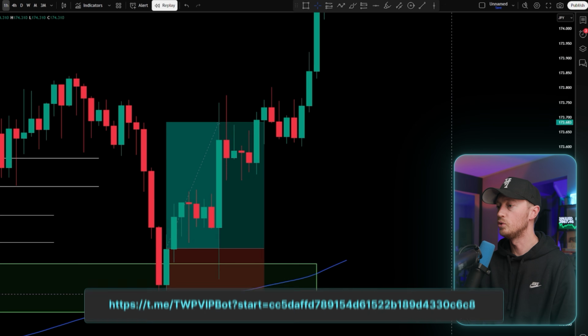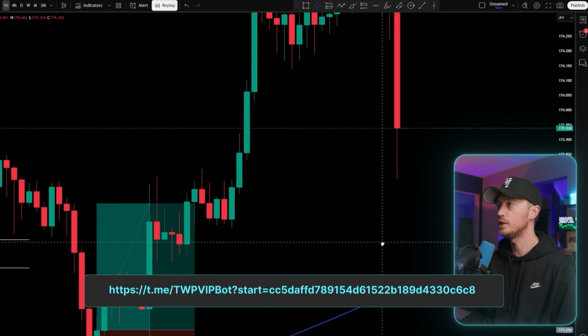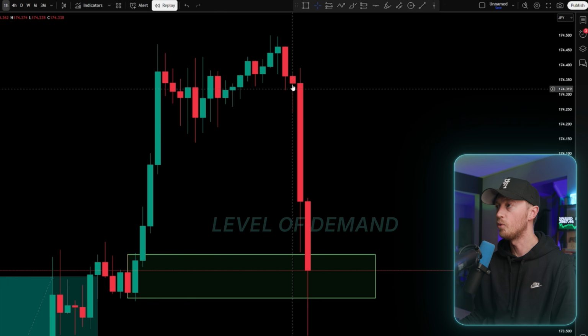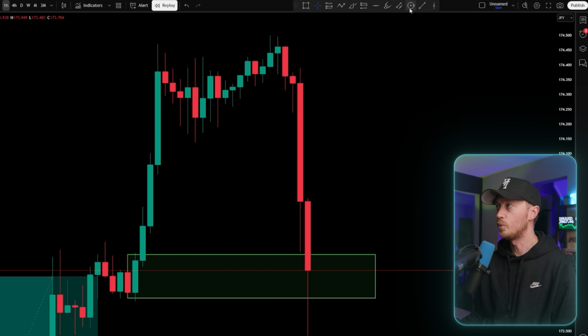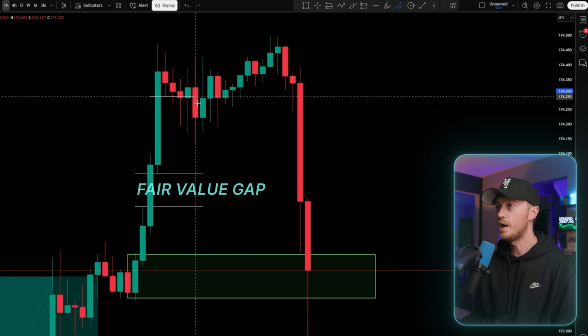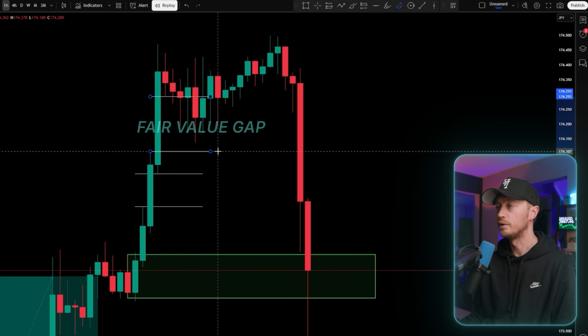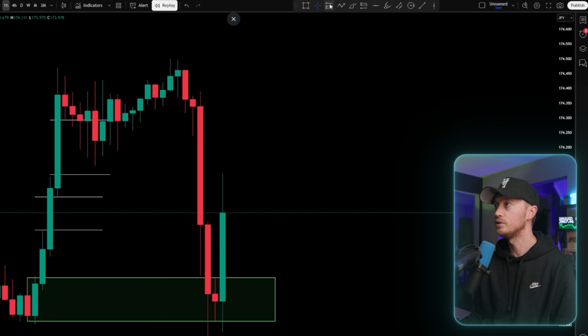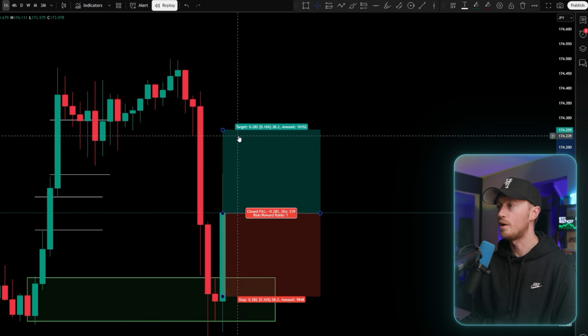Do I need to keep doing this? Is it possible to keep doing this? It is possible. Look, another level of demand right here. Now we have the big red candles here, so we have to be cautious. But look, another fair value gap here. Another fair value gap here. So what do we need to see? We need to see a green candle, right? That's not enough. We need a green candle. There's a green candle. It's a bit big, but we could enter off of that right there.